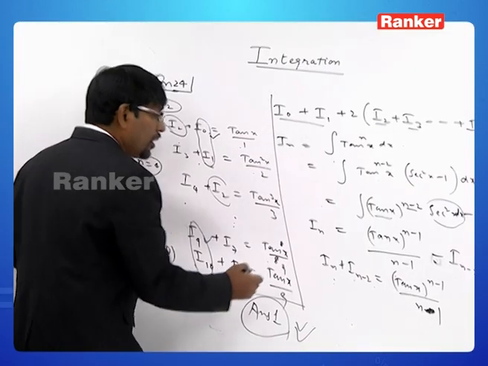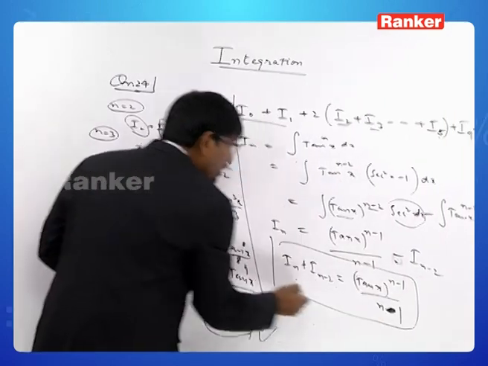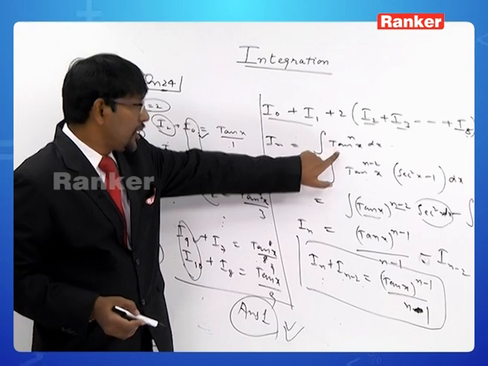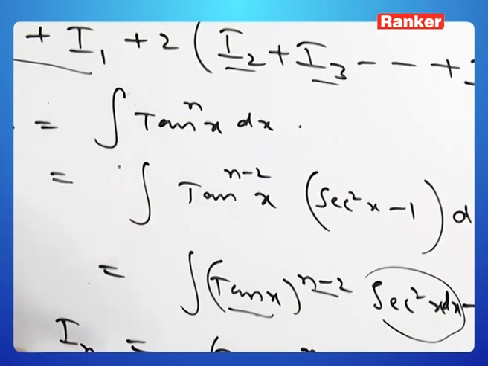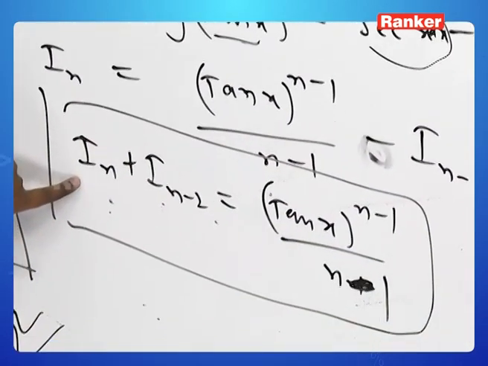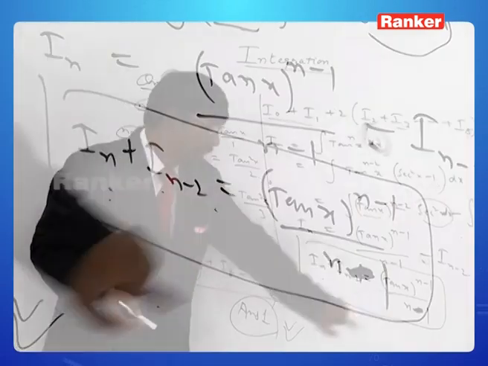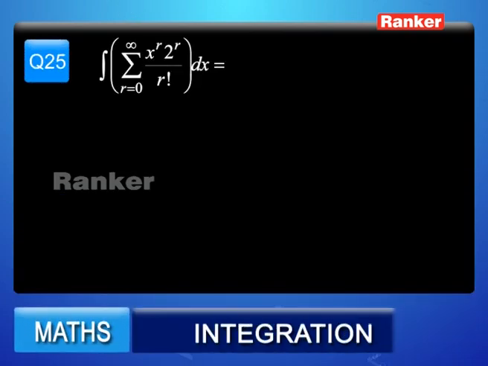So the key formula that we have to remember is that whenever we have In to be the integral of tan x power n dx, the reduction formula is In plus In minus 2 is equal to tan x raised to the power n minus 1 by n minus 1. Let's move to the next question, number 25.